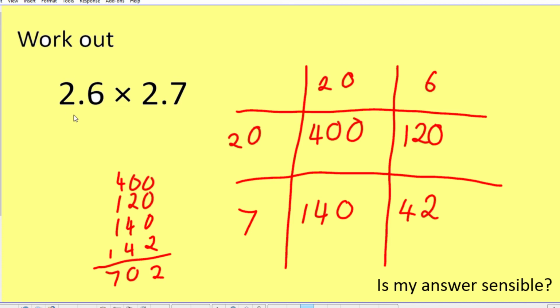Again, this is about 3. And this is about 3. So 3 times 3 is 9. So I need a sensible answer from this 702. I need to put my point somewhere that's going to give me a sensible answer. So 702, well, it's not going to be that. That's miles away. 70.2, if you put it there, that's still quite far away. Or 7.02. That's really close to 9. That's the closest we're going to get. So our final answer, we've put our point in the right place to give us 7.02. Okay, so a bit of common sense there.